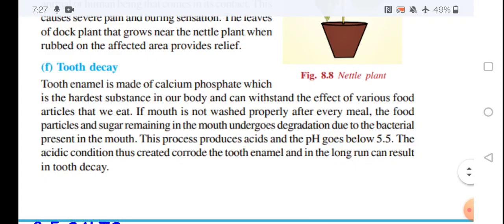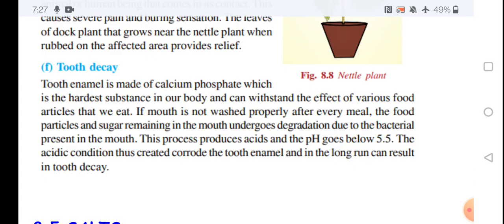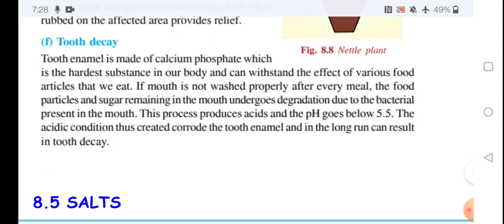That means after eating any food, we have to clean our teeth. If we don't clean them, the food undergoes degradation by bacteria and acid is formed. If that acid brings the pH below 5.6, the tooth will become loose, that is, the tooth will start to decay.